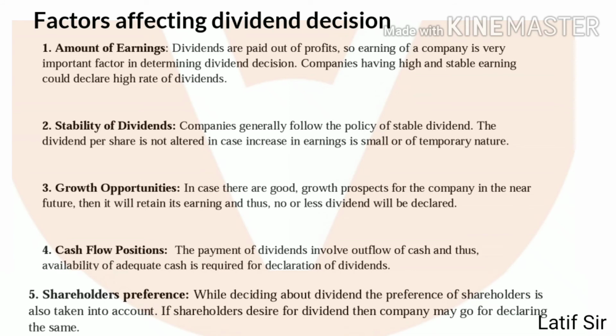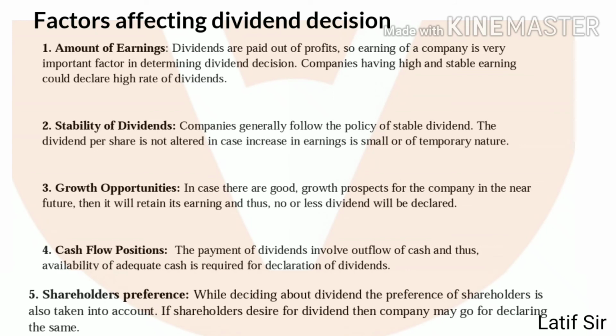Number four, cash flow position. The payment of dividend involves an outflow of cash, and thus availability of adequate cash is required for declaration of dividend. So that will be considered: how much cash is available, and whether they are able to give that much cash. Number five, shareholder preference: whether the shareholders prefer to take more dividend, or whether they accept that less dividend be paid now and want higher dividend in future, keeping it in reserve for the future. So that will depend. There are various factors that have to be taken into consideration.